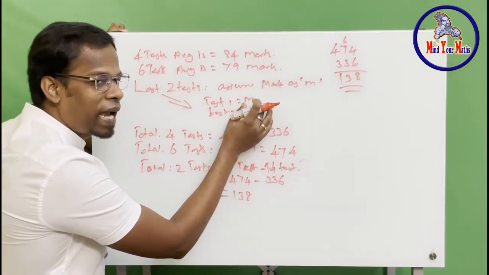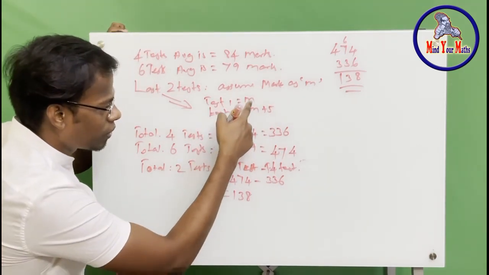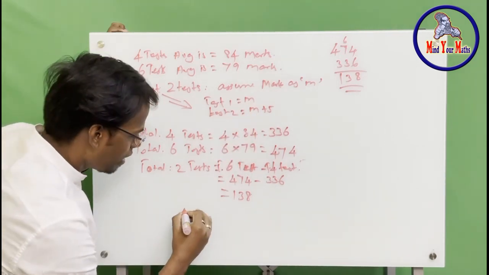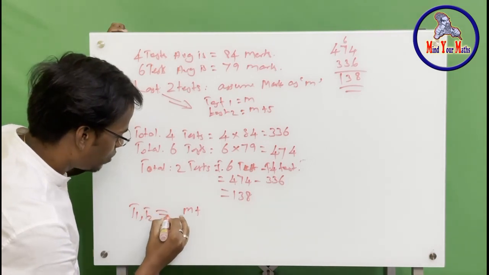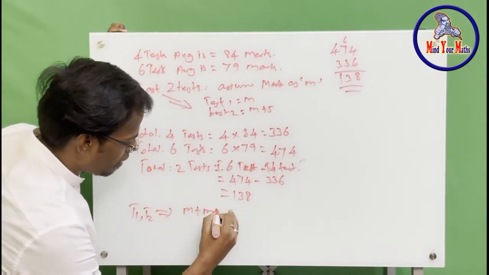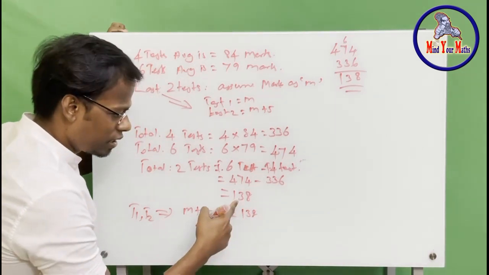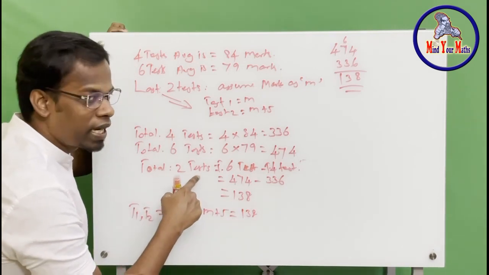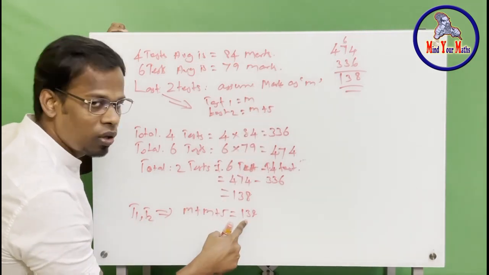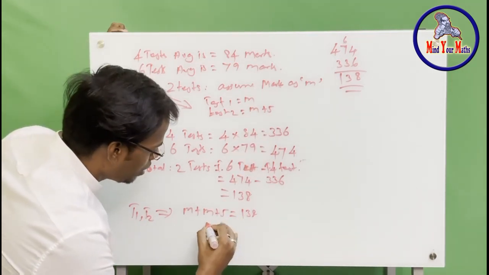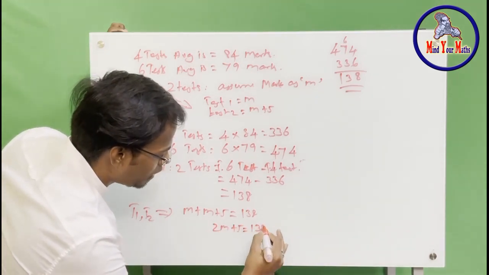So let's find what M is first. For that, test 1 plus test 2, M plus 5. From test 1 and test 2, we get that M plus 5 is equal to 138, right? So this is the total marks for the 2 tests. So M plus M is 2M plus 5 is equal to 138.